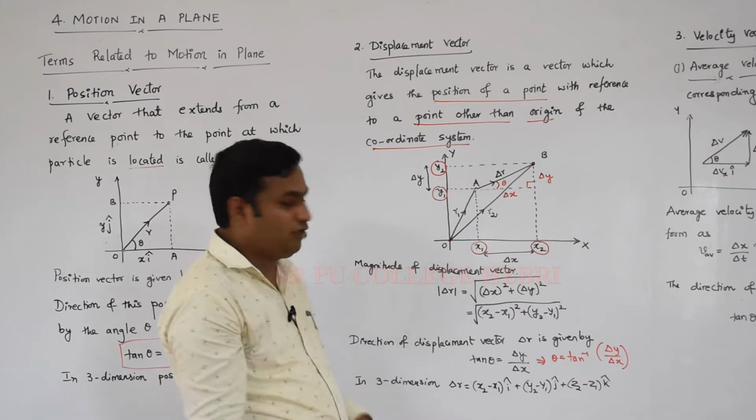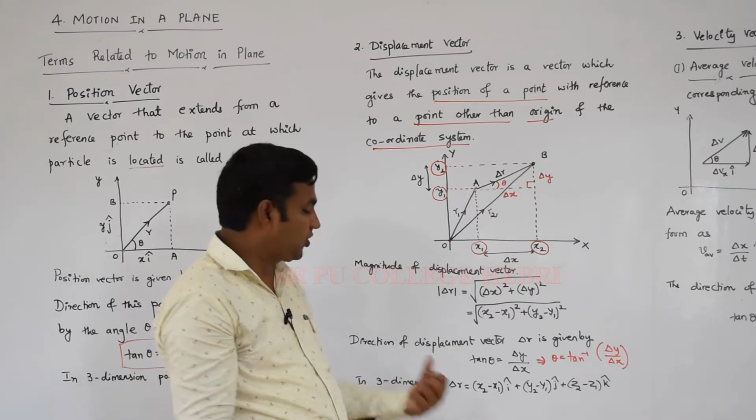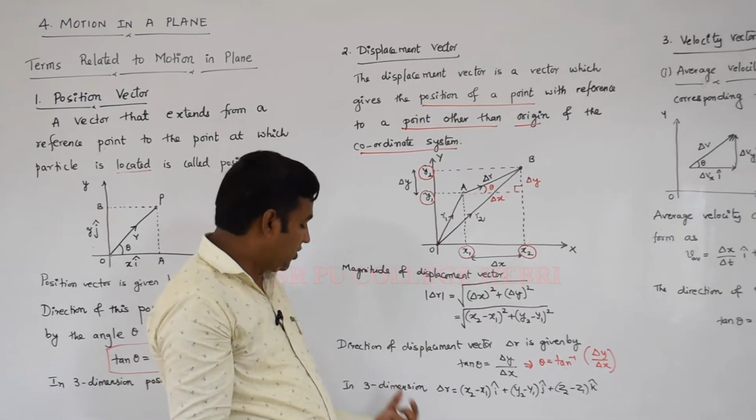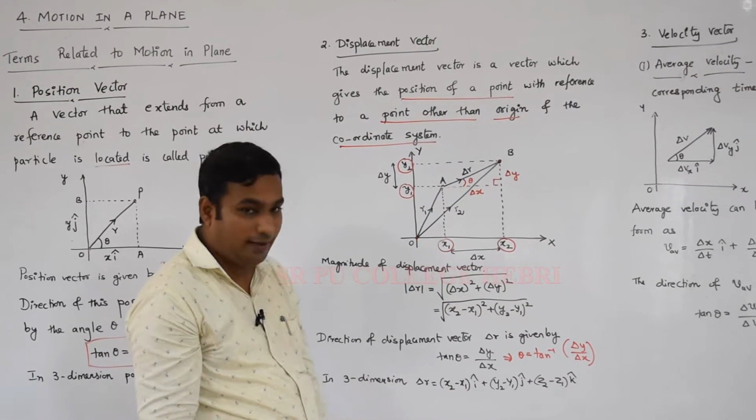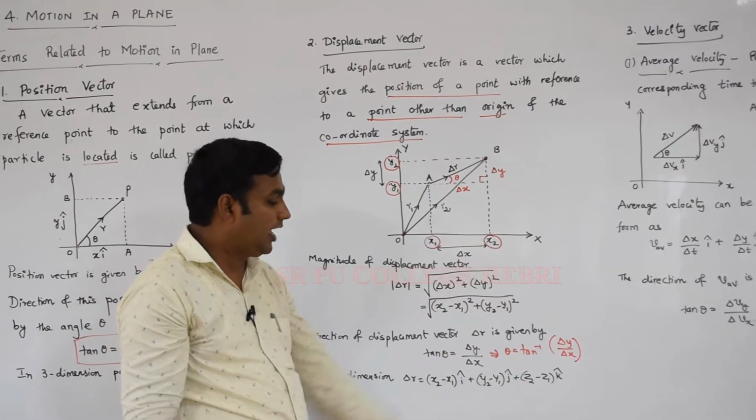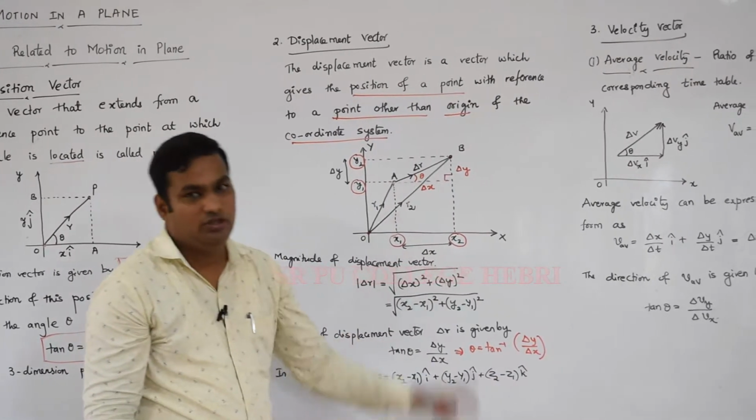Then in 3 dimensions, we can take delta r, the displacement vector, as x2 minus x1 into i cap plus y2 minus y1 into j cap plus z2 minus z1 into k cap.